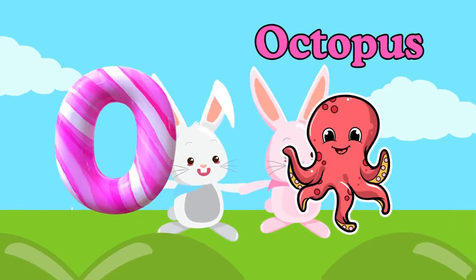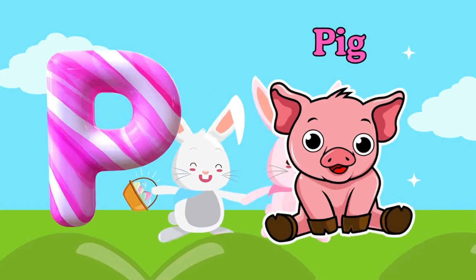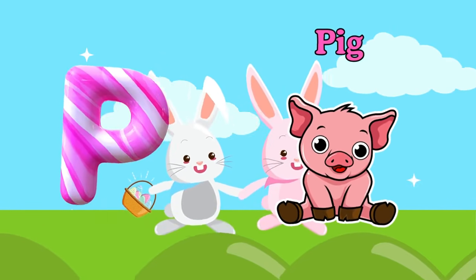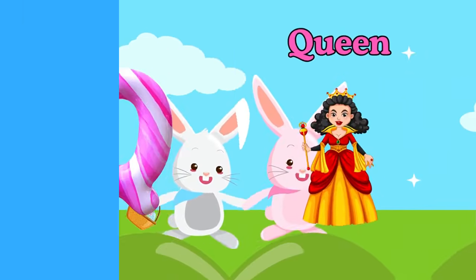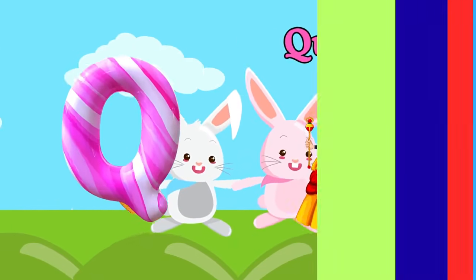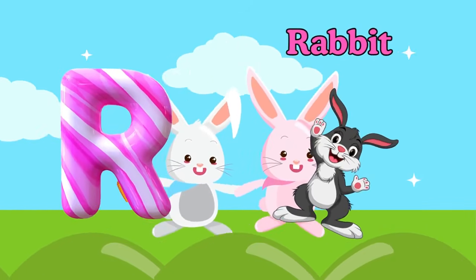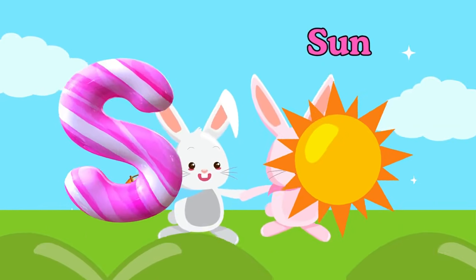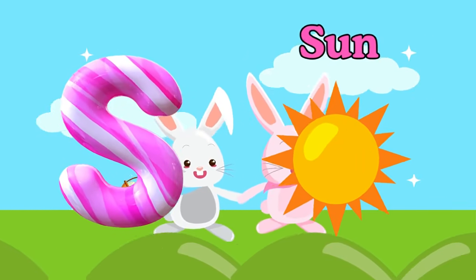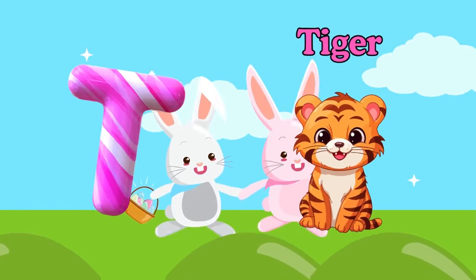O is for octopus, octopus. Octopus. O is for octopus. P is for pig, pig. Pig. P is for pig. Q is for queen, queen. Q is for queen. R is for rabbit, rabbit. Rabbit. R is for rabbit. S is for sun, sun. S is for sun. T is for tiger, tiger.